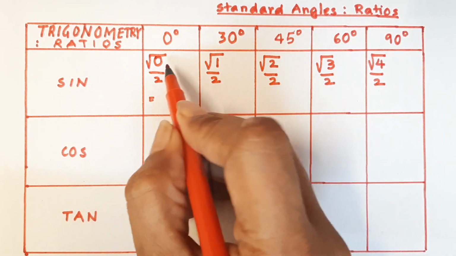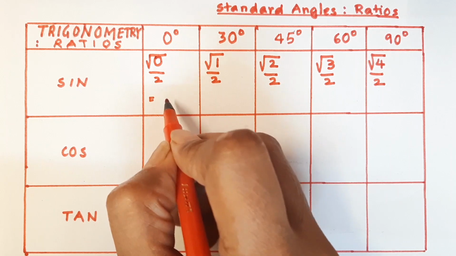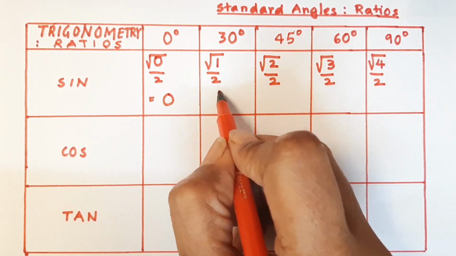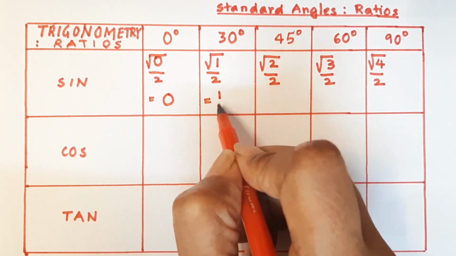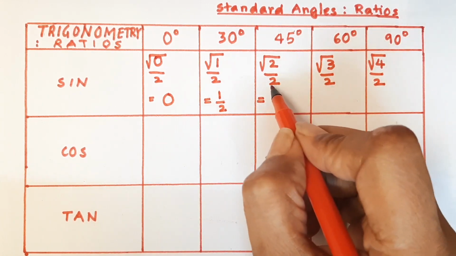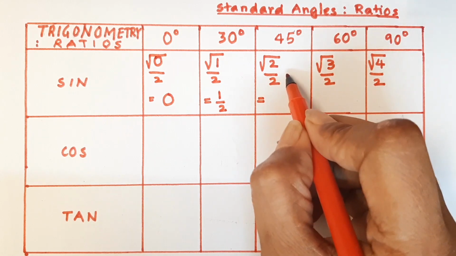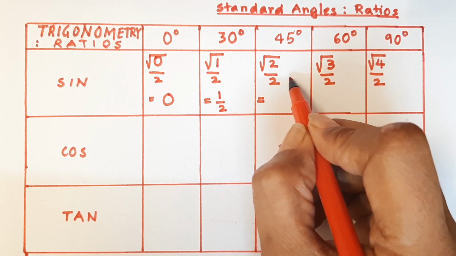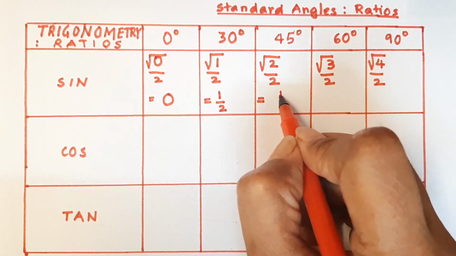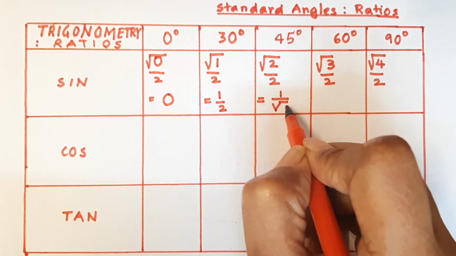Now root of 0 upon 2 becomes 0 upon 2, which is 0. Root of 1 is 1. So 1 upon 2 is half. Root of 2 upon 2. Now 2 is to be perceived as root 2 into root 2, and so one of the root 2's gets cancelled and you will have 1 upon root 2.